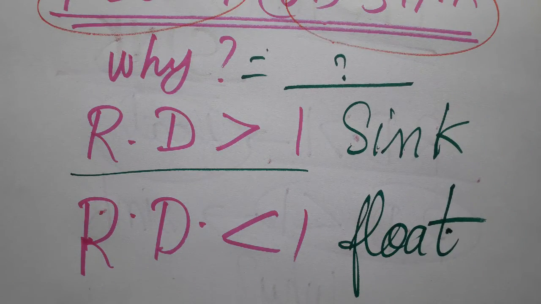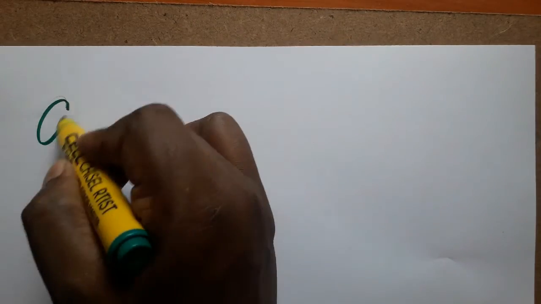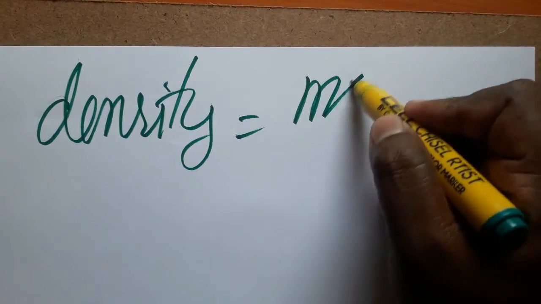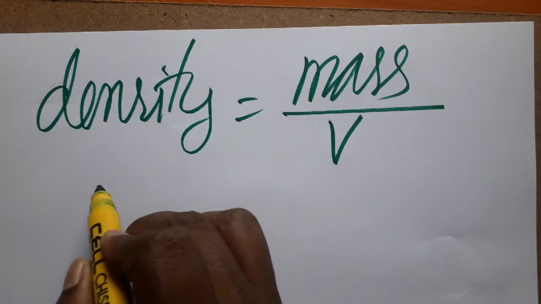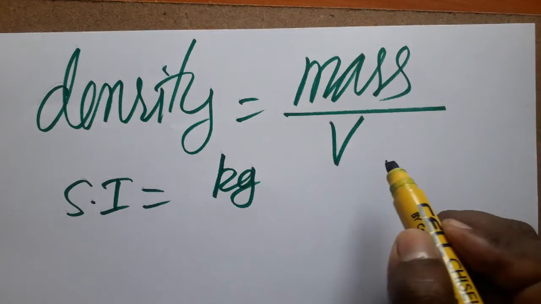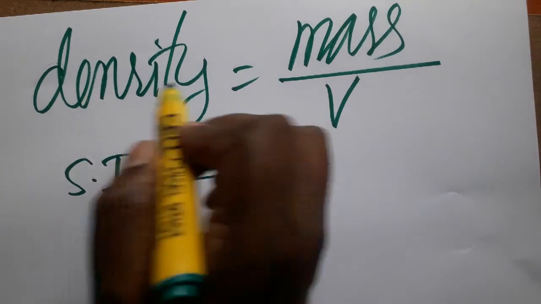Before seeing the relative density, you should know what density is. Density is equal to mass per unit volume. The SI unit of mass is kg, and volume is length into breadth into height, so its unit is meter cube. So now I know what density is.